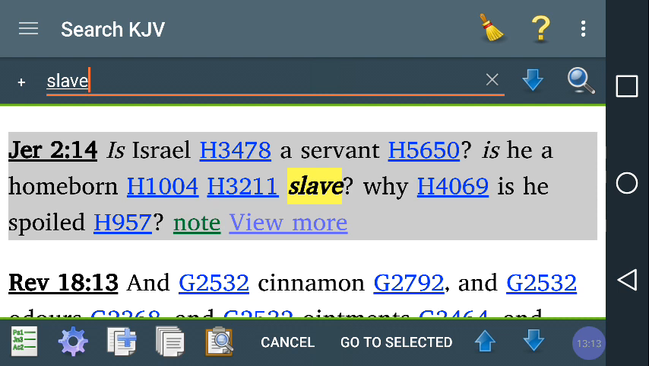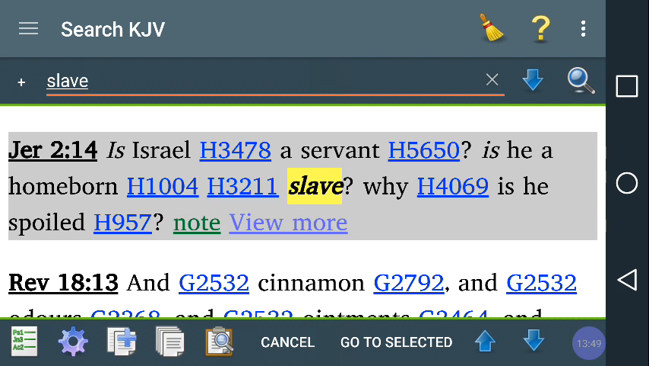Let's read the verse as is. Is Israel a servant? Is he a homeborn slave? Why is he spoiled? The correct reading of the verse from the original languages that they claim the KJV was translated from is, Israel a slave? He a homeborn? Why is he spoiled? That is the true reading. This is what we've told many of our fellow Habarim, associates, companions, even many of the Talmudim, the disciples.